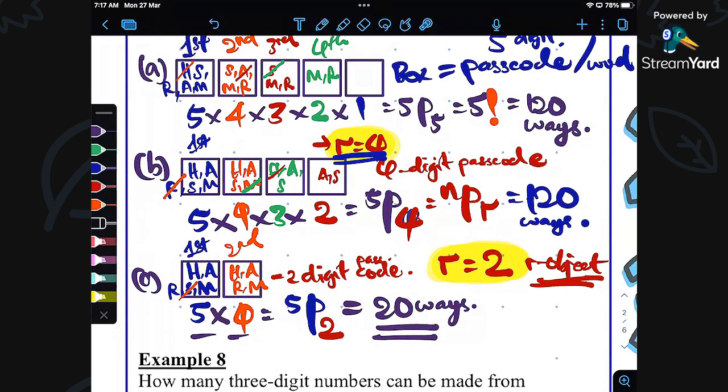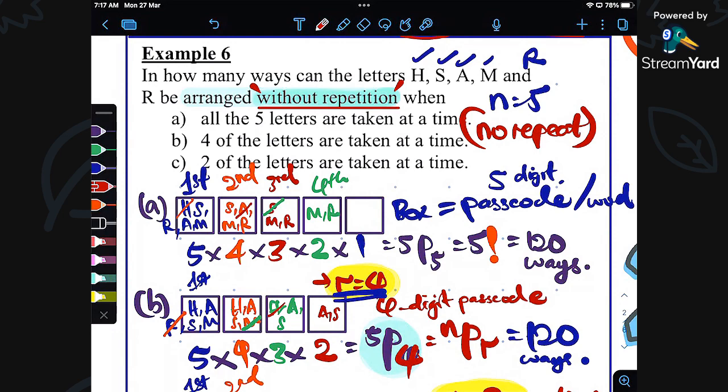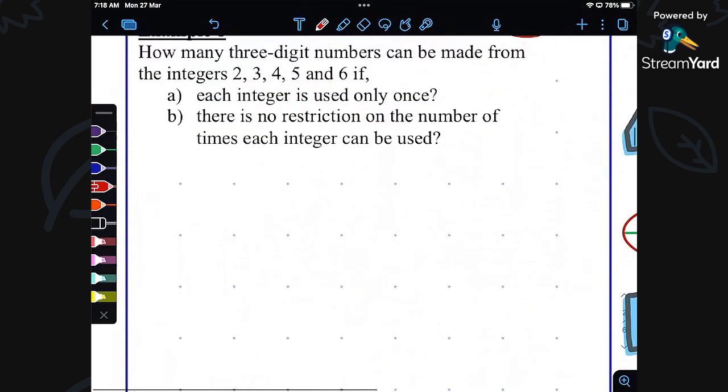So I hope you really understand what we are learning right now, which is the NPR. And so these all things, please highlight this word, is the topic of without repetition. Bermaksud soalan itu, huruf-huruf itu tak boleh di-repeat. Okay, no repeat. Let's see the second question, whether it's the same or not.